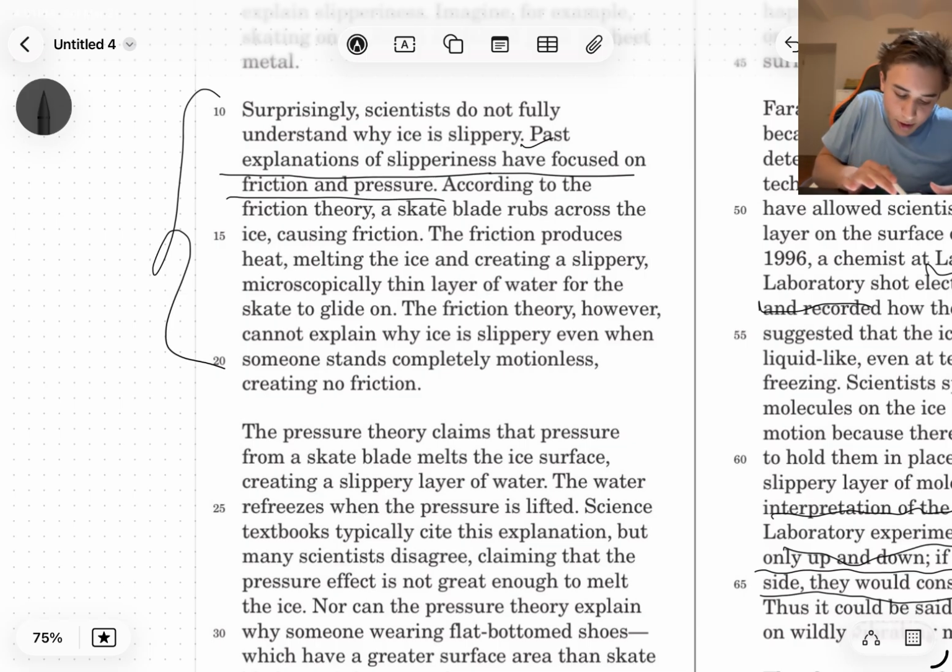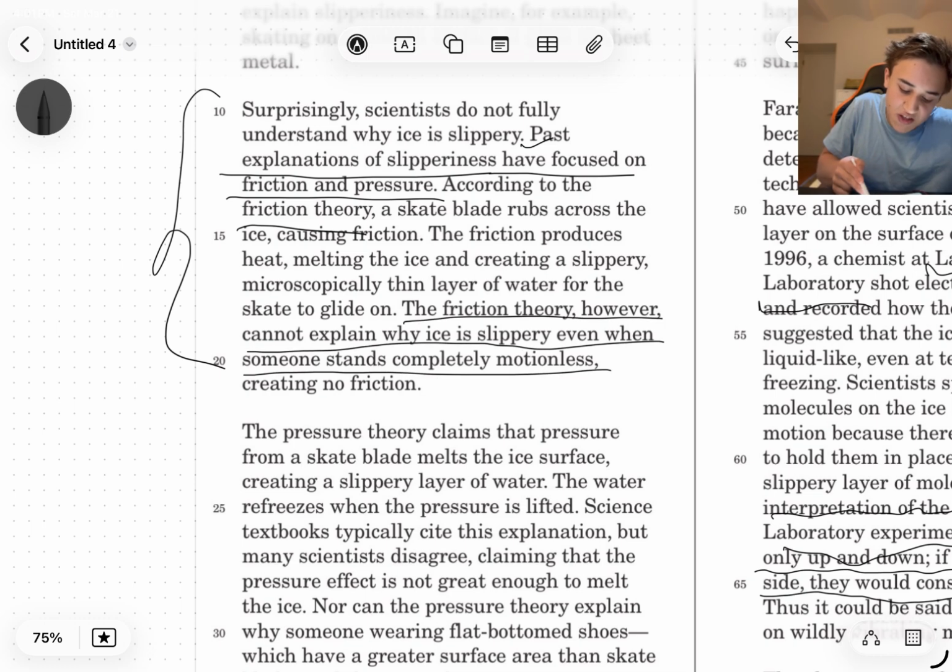So according to the friction theory, this is what we're trying to answer about. We're trying to find a flaw in the friction theory. A skate blade rubs across ice, causing friction, and then this friction produces heat, melting the ice and creating a slippery, microscopically thin layer of water for the skate to glide on. And then it says, the friction theory, however, cannot explain why ice is slippery even when someone stands completely motionless, creating no friction.